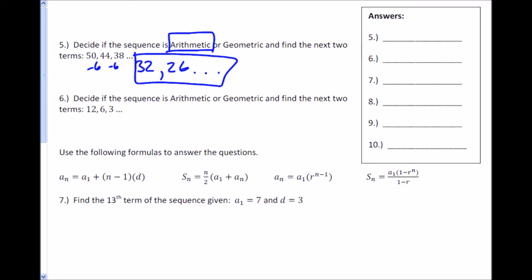For the next one, we want to decide the same thing, and really it looks like I'm dividing by 2 each time here. So really I'm multiplying by 1/2 each time. And since I'm multiplying by the same thing each time, it means this one is geometric. And if I want to find the next two terms, I'll just multiply by 1/2 again. That's going to give me a 3/2 and then a 3/4. And that's it. Those are my next two terms.